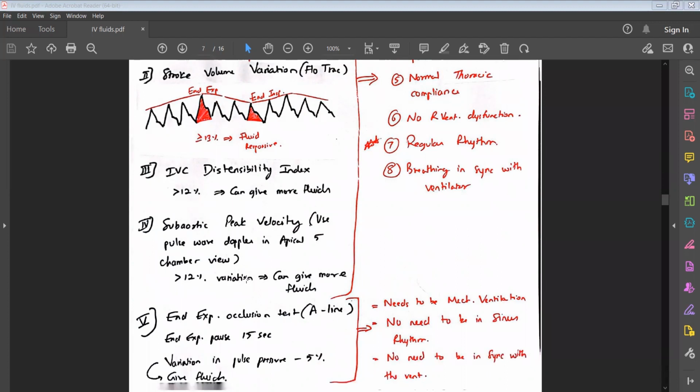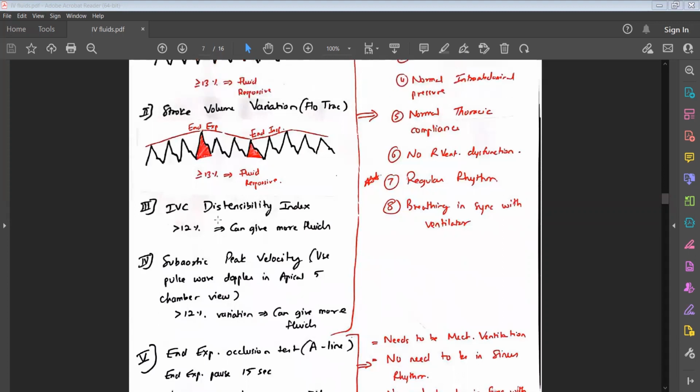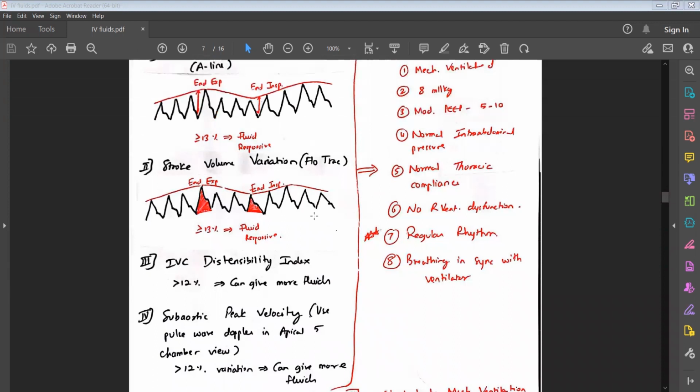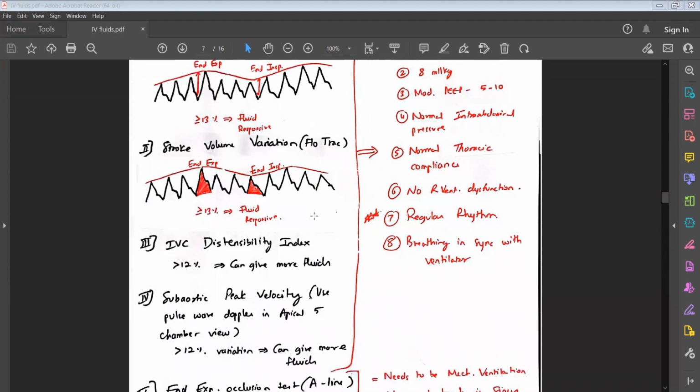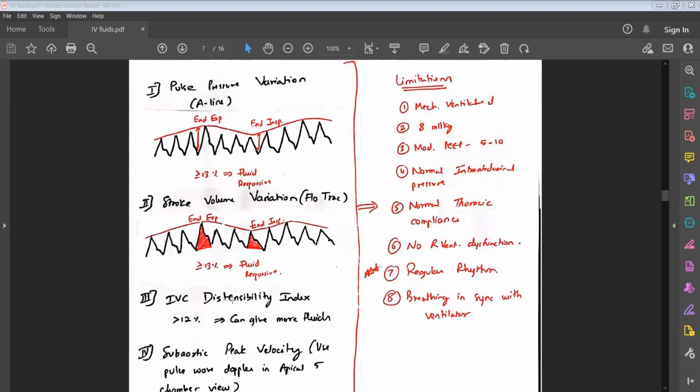Then another one is subaortic peak velocity. You can use a pulse wave Doppler that's there on the POCUS device or the echo machine in the apical 5-chamber view. And if it is more than 12% variation, you can give more fluids. Now, how do you do a subaortic peak velocity? How do you look at the IVC distensibility index? You can look up multiple videos online which teach how to do that. I'm not going to go into the details, but these are the main dynamic indices.